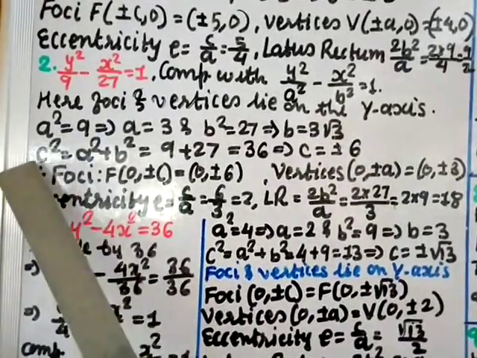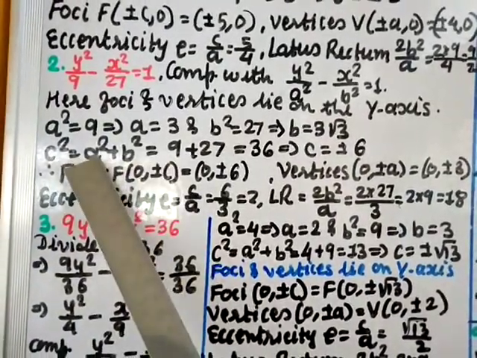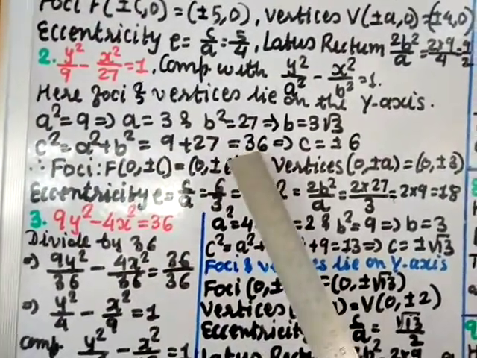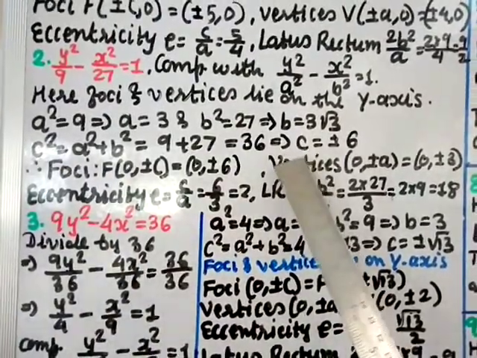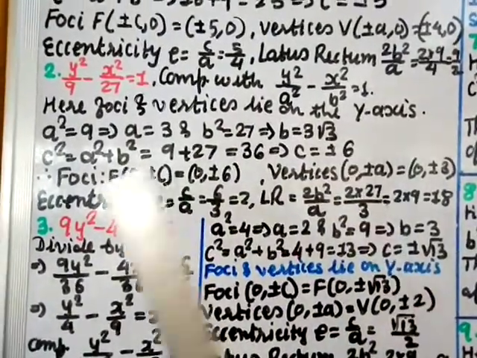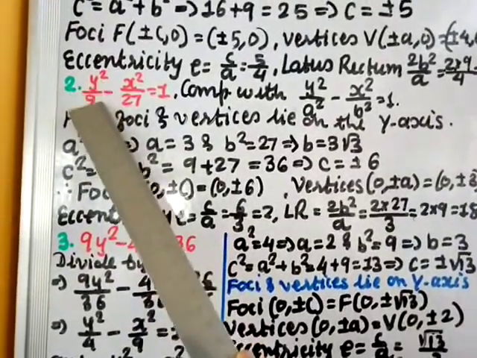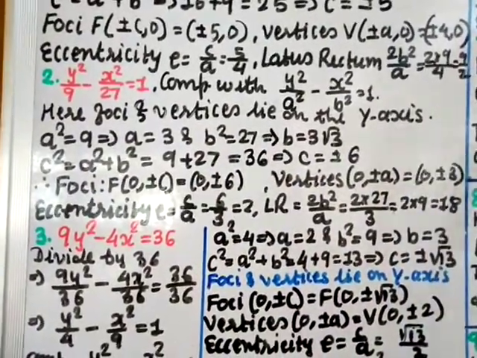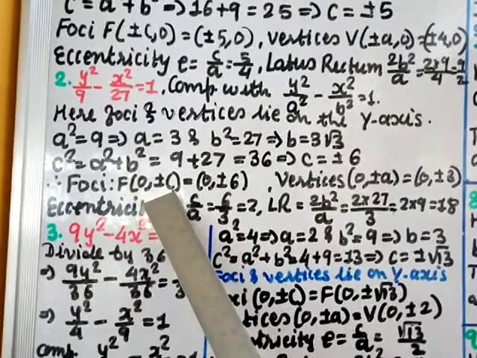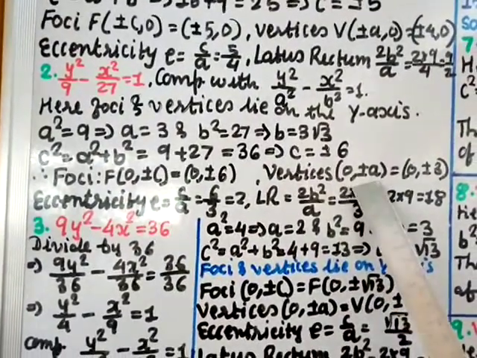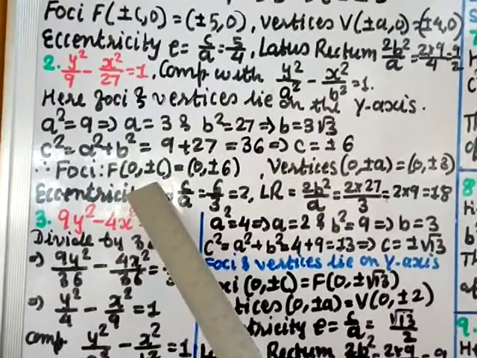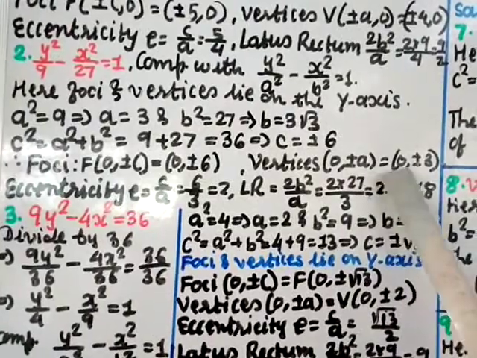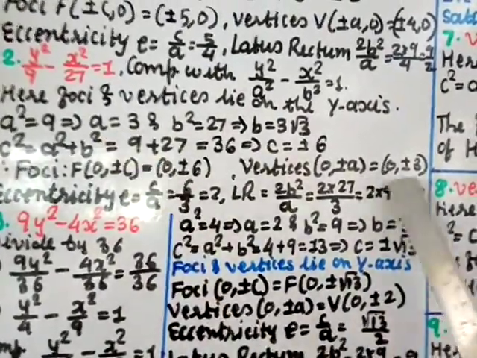Now c square equal to a square plus b square equal to a square value is 9 plus b square value is 27. Sum these, you get 36. This is the value of c square. Take a square root, so c value is plus or minus 6. Now already I said that as the denominator of y square is positive, that means the foci and the vertices are on the y-axis, and on the y-axis the foci coordinates are 0, plus or minus c, and vertices are 0, plus or minus a. So let us write foci (0, plus or minus c) equal to (0, plus or minus 6), c value is 6, and vertices (0, plus or minus a) equal to (0, plus or minus 3), a value is 3.